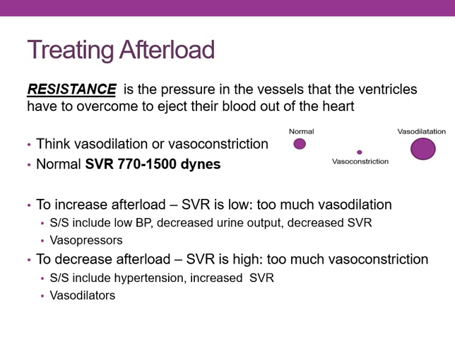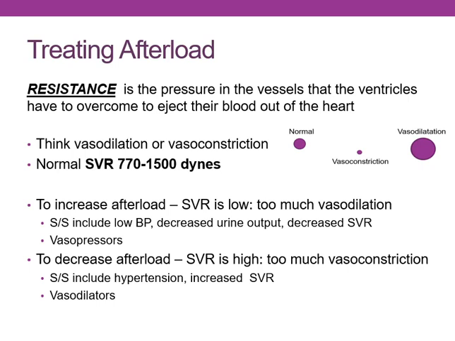All right, let's talk about resistance. This is the pressure out in the vessels that the ventricles have to overcome to get blood out. Because if my diastolic blood pressure is 110 and my heart can't generate enough pressure over 110 to get blood out, blood didn't go anywhere.